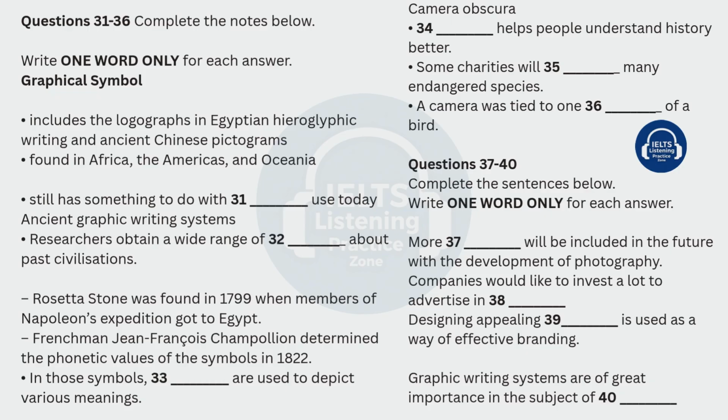Good morning, everyone. Today I'm going to talk about the graphical symbol. A graphic symbol is a written symbol that is used to represent speech, such as those used in the Greek alphabet. The term graphic symbol encompasses anything from the logographs used in Egyptian hieroglyphic writing to ancient Chinese pictograms. Early symbols were based on pictographs and ideograms before they were developed into logographic writing systems. These systems are still in use in some non-literate cultures in Africa, the Americas, and Oceania.